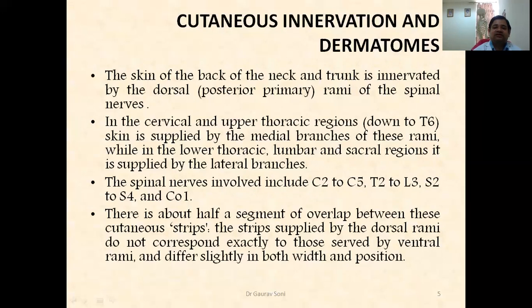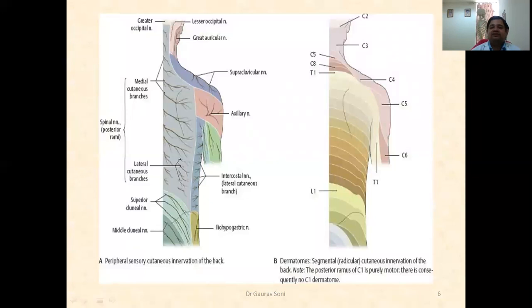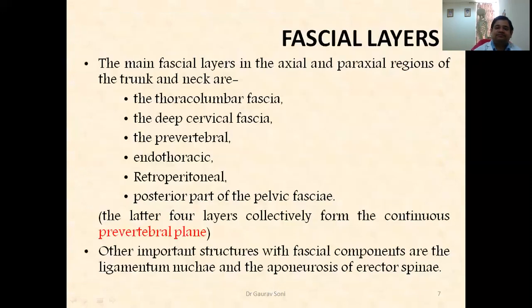So the point to be remembered here is the third one. The spinal nerves involved are C2 to C5, T2 to L3, S2 to S4, and Co1. You can see the diagram. There is some overlapping also, and secondly, C4, C5, C6, T1 and so on are going towards your hand side or upper limb side.